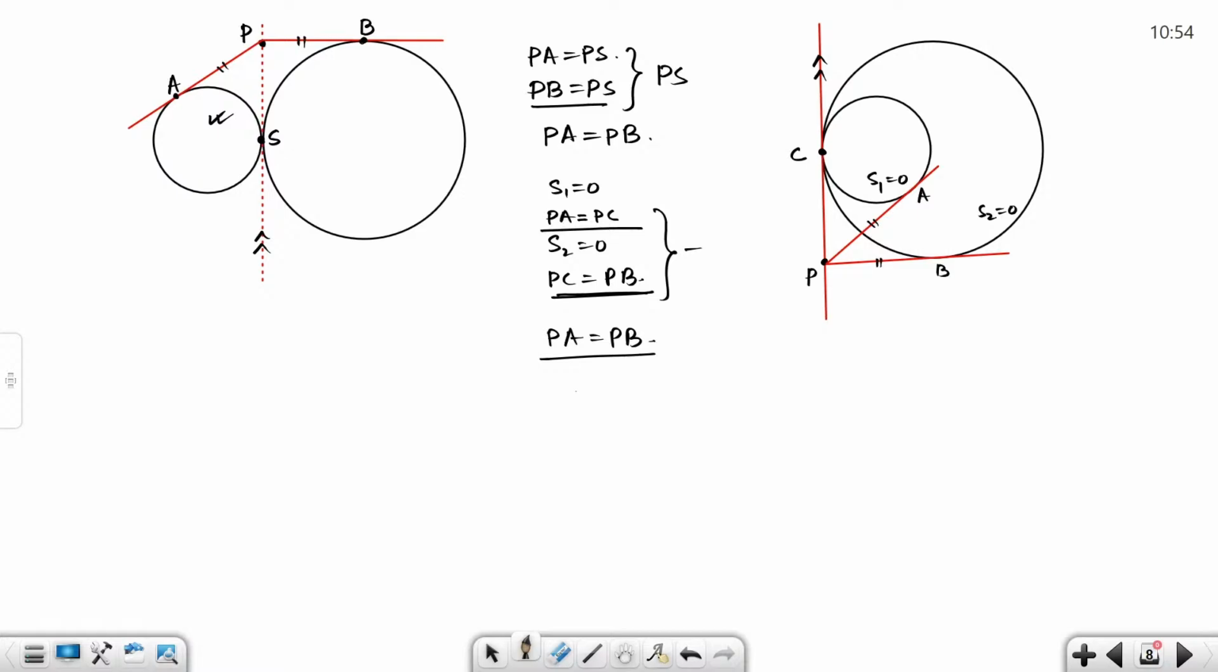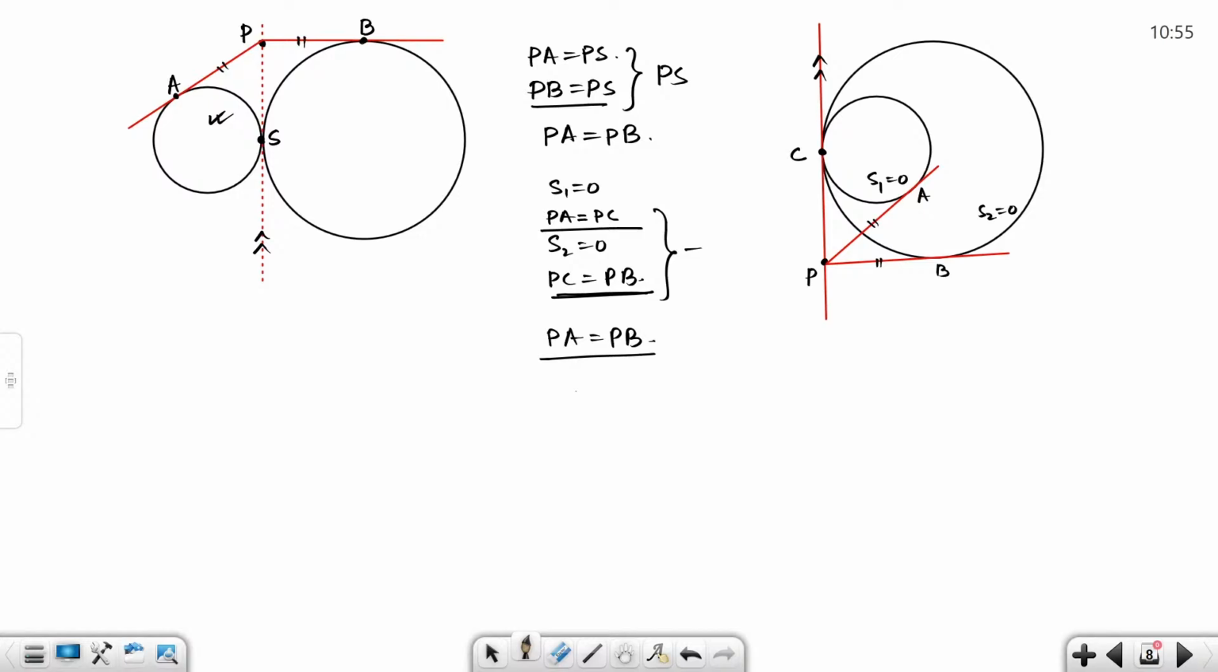That is the length of the tangent PA to the first circle, and the length of the tangent to the second circle, which is PB. They are equal. So I will say P is a point on the radical axis. At the same time, we have assumed that P was a point on the direct common tangent. So what does it mean? It means that your direct common tangent and the radical axis are the same line. Is this property clear to all?